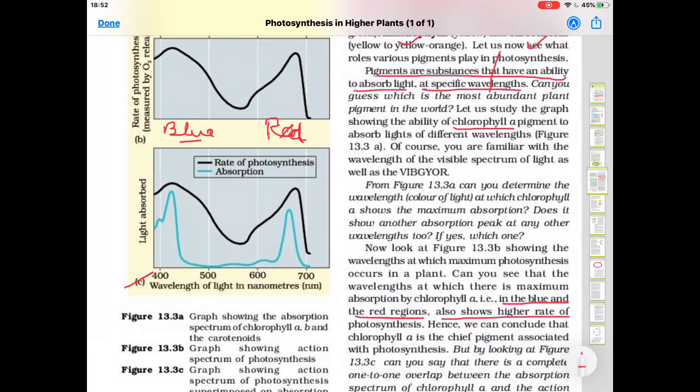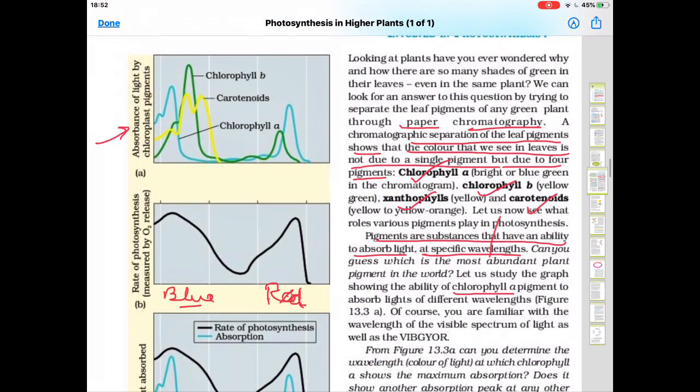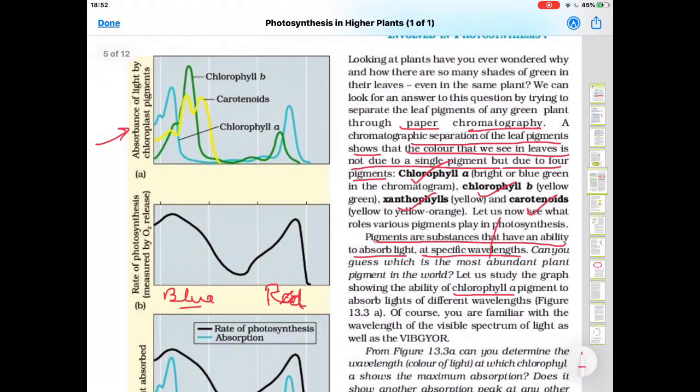Again, where there is the lowest, very little absorption of light, that is the green region. And again peaks are there; that region is the red region. So this graph shows that the maximum absorption of light is in the blue and red regions. Again, the rate of photosynthesis is high in the blue and red regions.